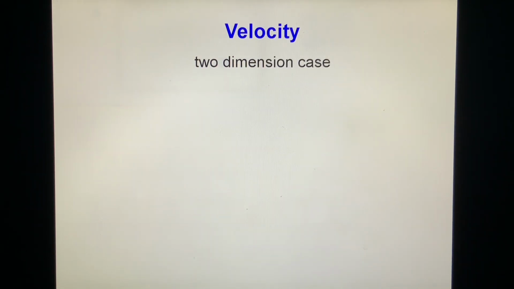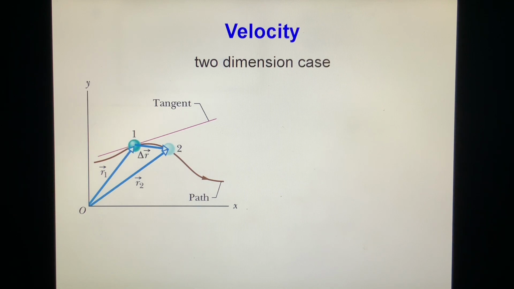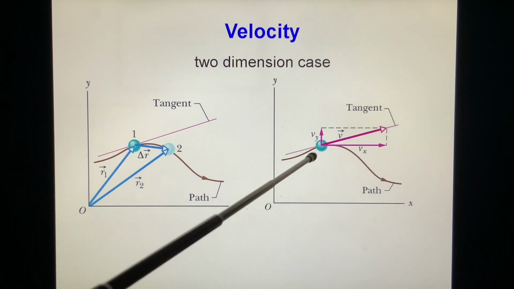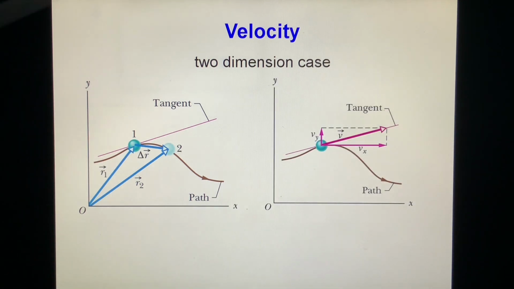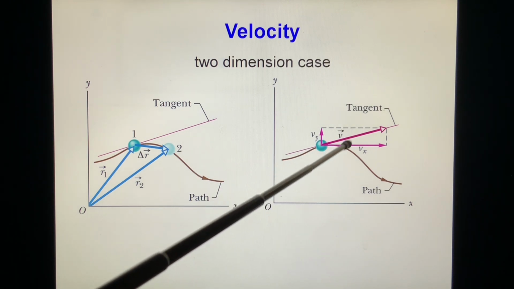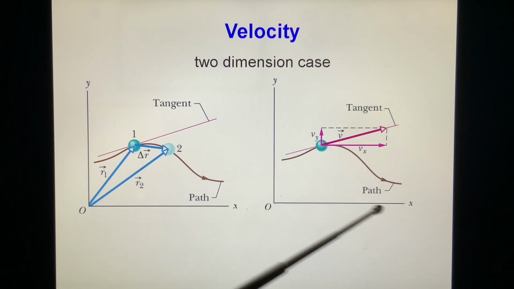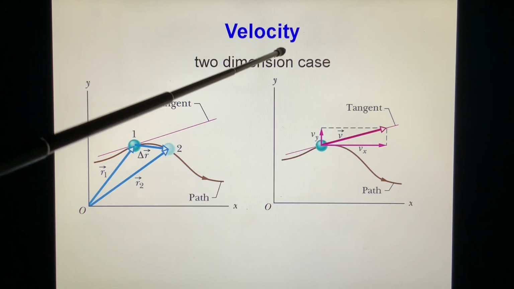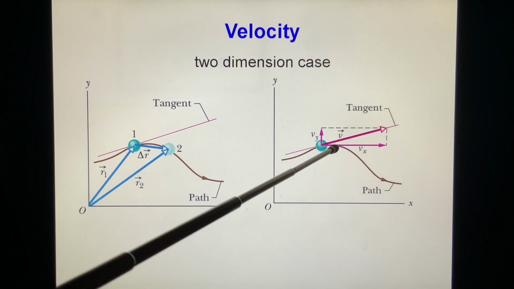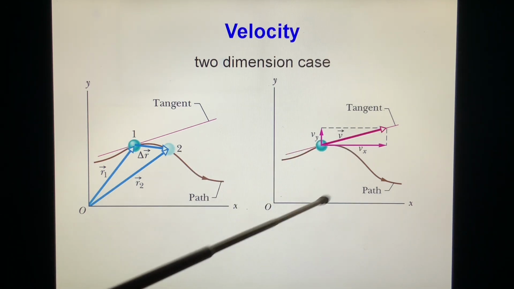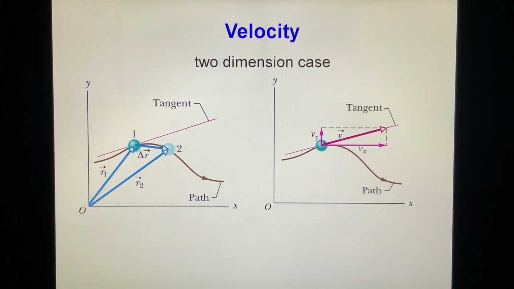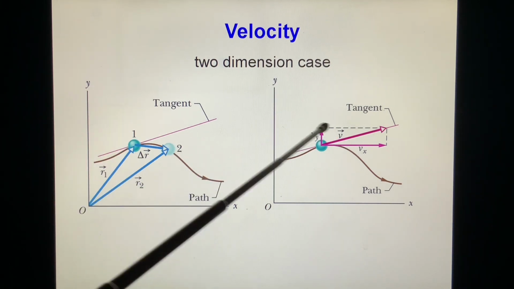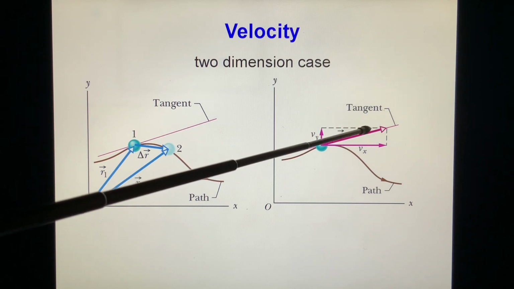Velocity, 2-dimension case. Now, the particle moves this way. Its velocity is always tangent to this curve. And we can divide this v as a vx along the x direction and vy along the y direction. So we can say that v can have 2 components, one is vx, one is vy. These 2 vectors sum to v.